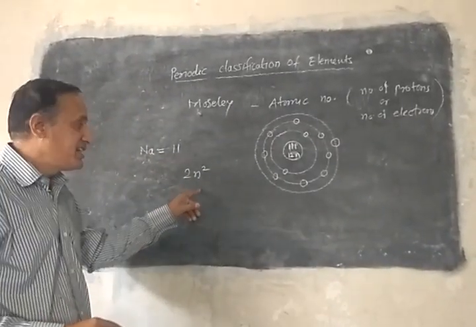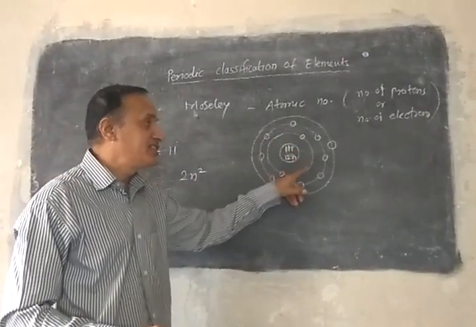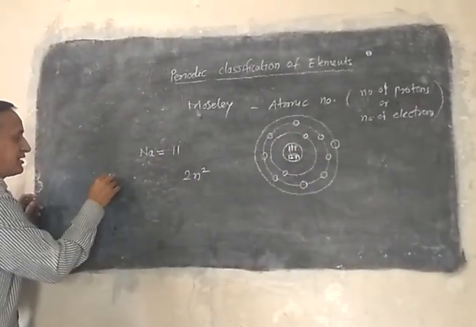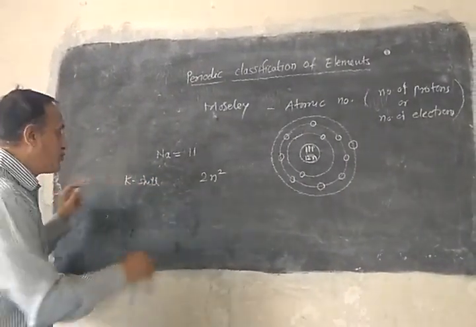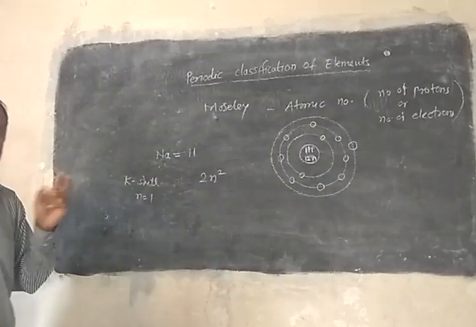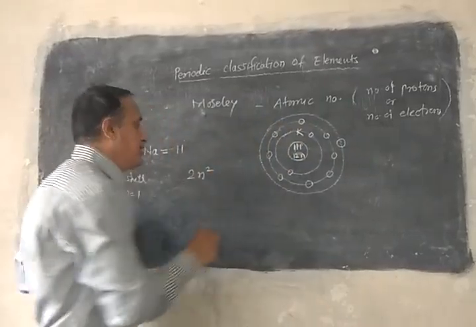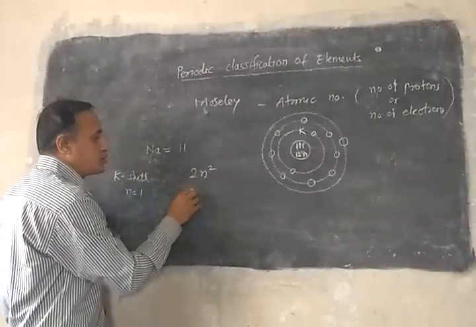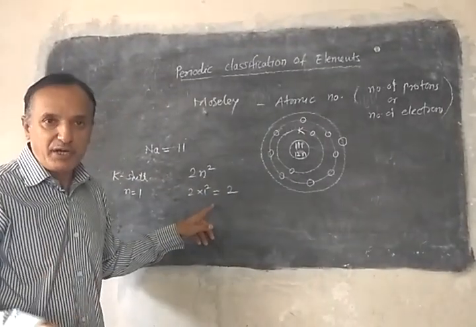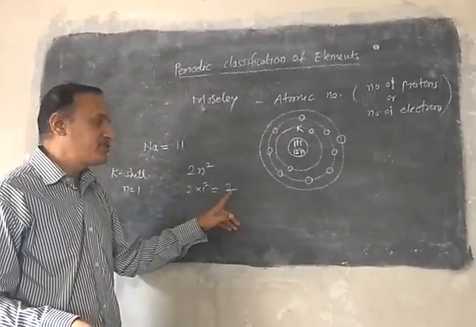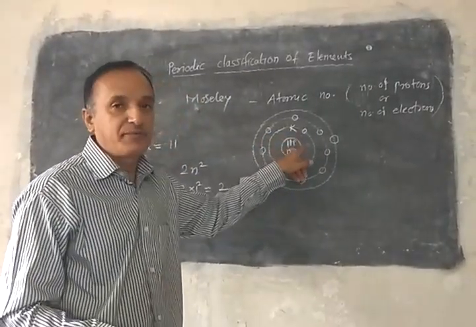This formula indicates that if you take n equal to 1, that means the first shell, called the K shell. For the K shell, n equal to 1. If you put 1 here, that is 2 multiplied by 1 square. 1 square is 1, so 2 multiplied by 1, we get the answer 2. So its capacity is holding 2 electrons.